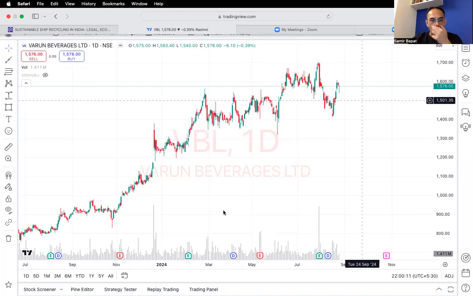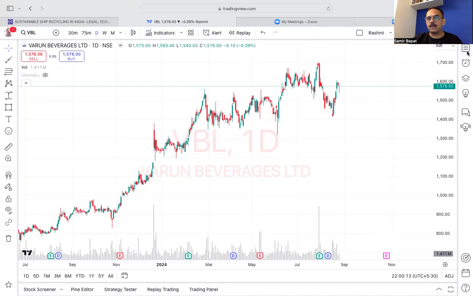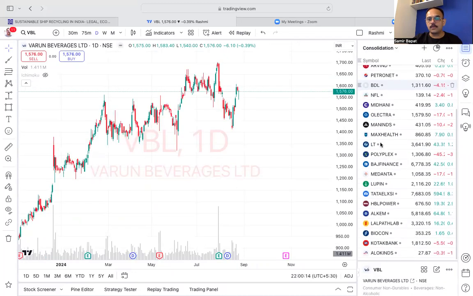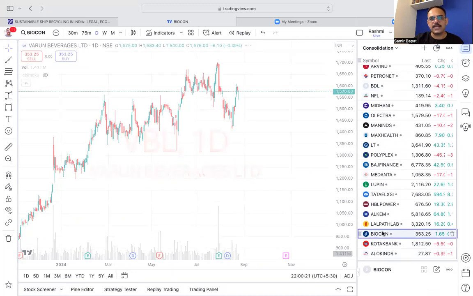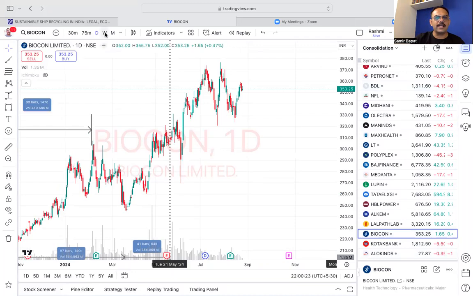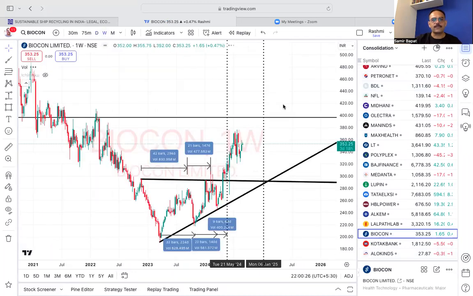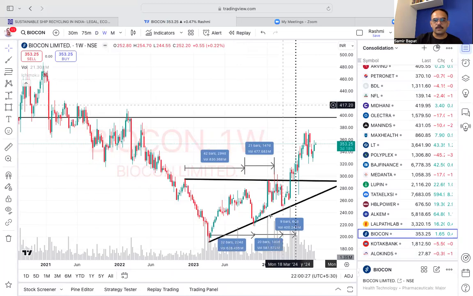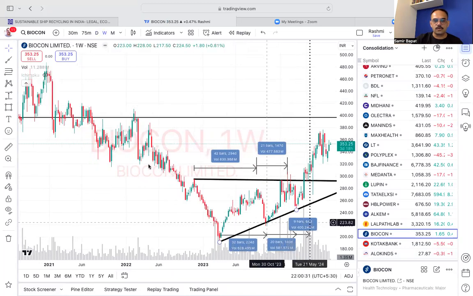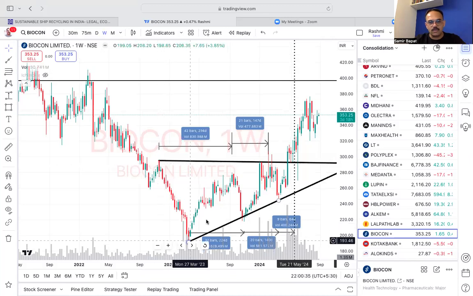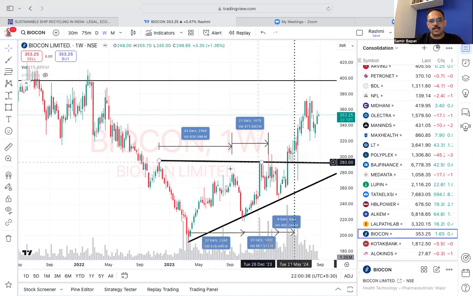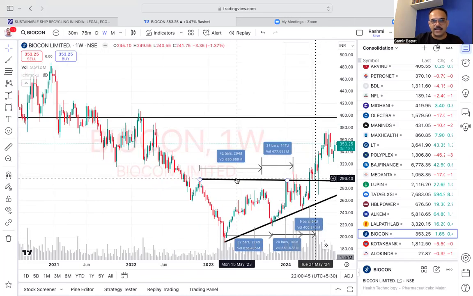Now again, this is a weekly chart. Biocon is a weekly triangle. It's not a daily triangle, we can say. If you can see, the price went down, bounced up, went down, bounced up, went down, breakout. This is the breakout. How far is it likely to go?